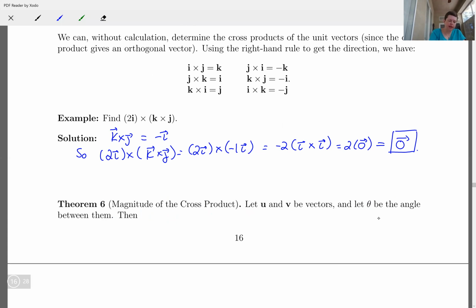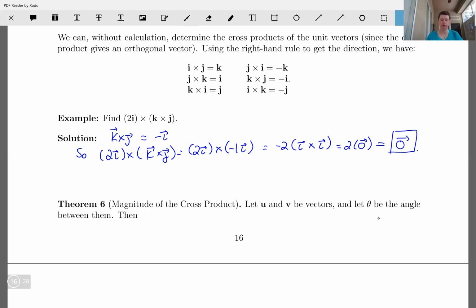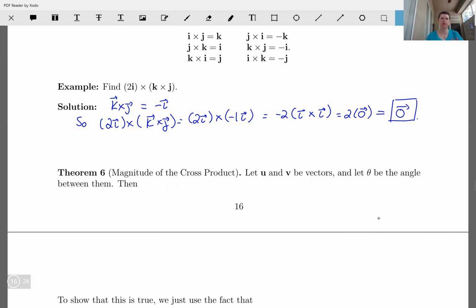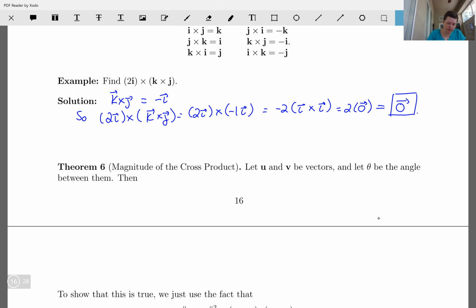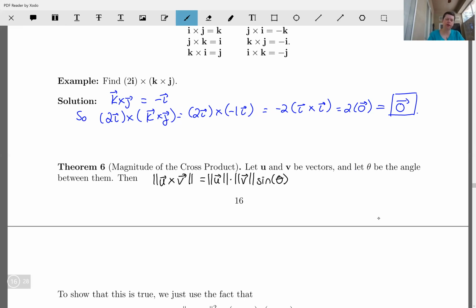Now there's a nice theorem involving the magnitude of the cross product that's kind of similar to what we had with the dot product. So let's suppose u and v are vectors again, I know you're shocked, and let theta be the angle between them. Then it turns out that the magnitude of the cross product of u with v is equal to the magnitude of u times the magnitude of v times sine of theta. So that's pretty similar. Just remember we did the dot product, since that's a scalar also, but it's times cosine.